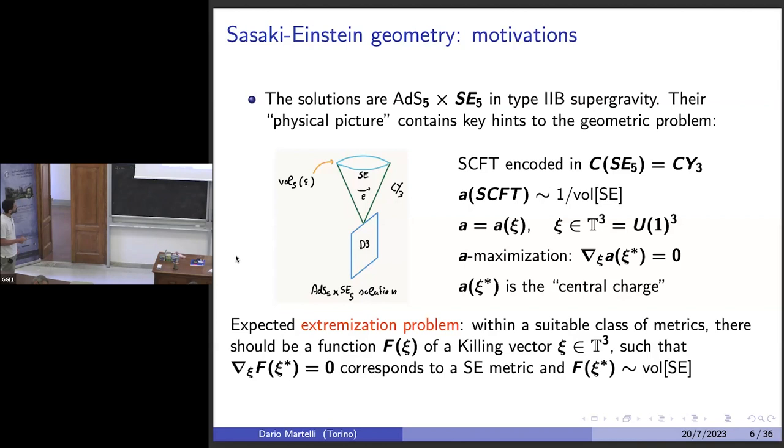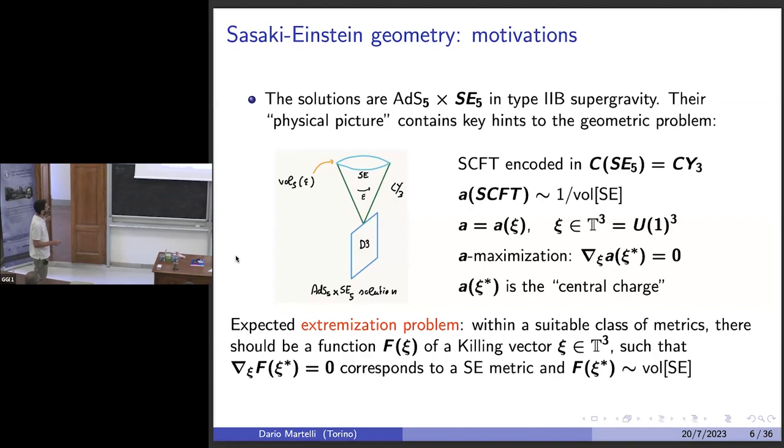So the picture is that there are a bunch of D3 branes which sit at some conical singularity. The conical singularity is a Calabi-Yau, and it's the cone over the Sasaki-Einstein manifold. The function in the field theory that needs to be extremized turns out to be essentially proportional to the inverse volume, and so one has to vary over some parameters which are basically related to the isometries of the Sasaki-Einstein manifold. In the field theory, this process is known as a-maximization, and at the critical value, you get the observable, which is the central charge.